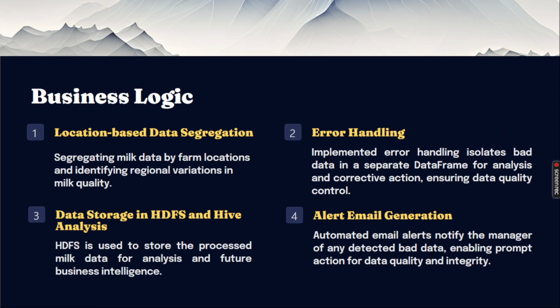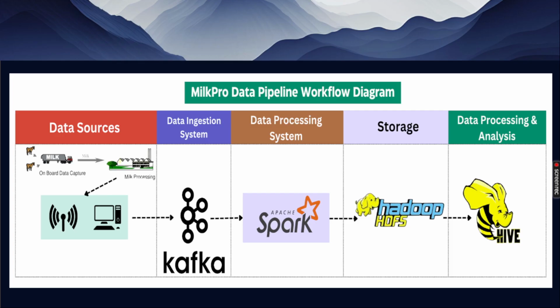So in this project, some business logic has also been implemented. These are the four business logic implemented in this project: first, location-based data segregation, then error handling, data storage in HDFS and Hive analysis, and the last one is alert email generation. So these four business logic are developed and implemented in this project.